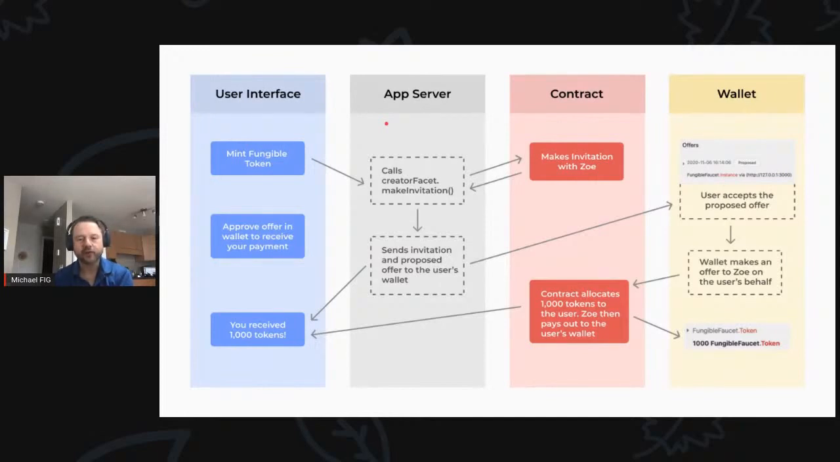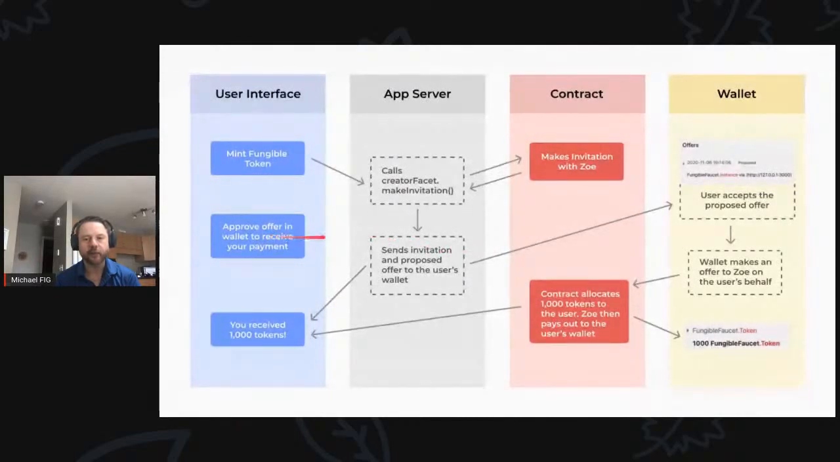The app server, also called the API server, is providing services to the user interface that are contacting on-chain assets. So the API server might actually make an invitation. The contract is running on-chain. So the API server can make an invitation, and then it can use the on-chain connection to send something to the wallet. Now, currently, this actually happens via the Dapp UI.